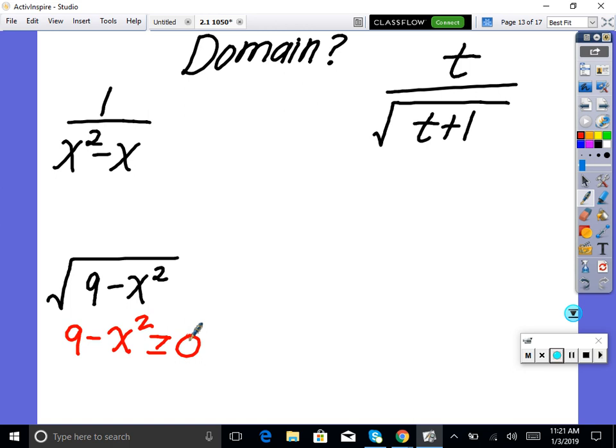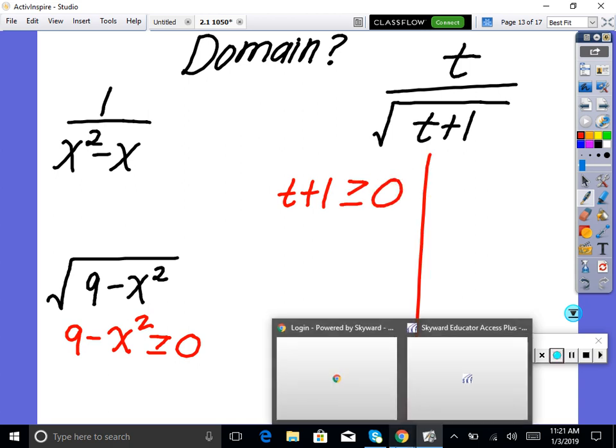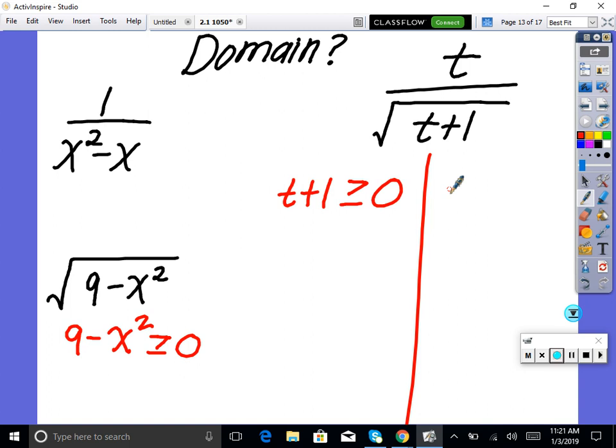And then here, my two true statements. Let's just see if you can set up the two true statements. One of them: t plus 1 is greater than or equal to 0. Second true statement: the whole bottom, correct? The square root of t plus 1 cannot be 0. And then you just solve and merge. All good? Okay. All right.